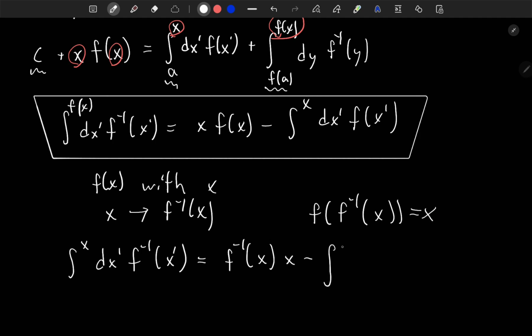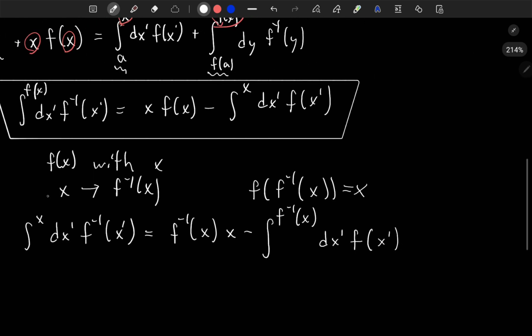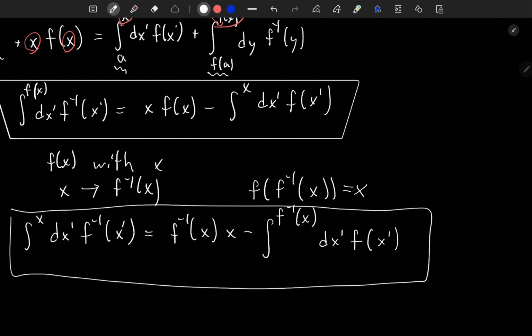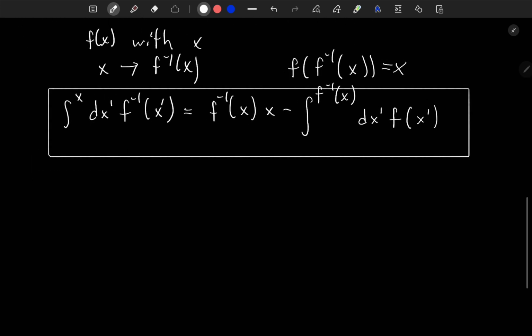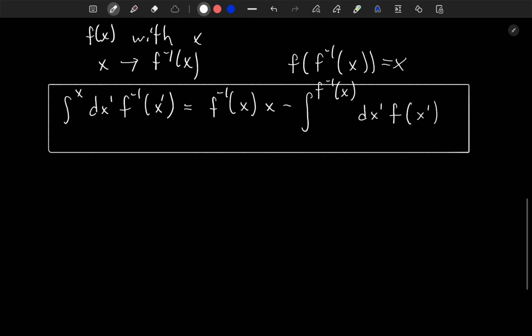And then we subtract off, well, that will be the integral of f inverse, and then we'll have dx prime f of x prime, because it's still a dummy variable. And this is exactly the identity we'll use for sinh. This formula seems a little, I didn't believe it when I first looked at it, but a good example case is to look at square root of x and x squared to verify that this works out.